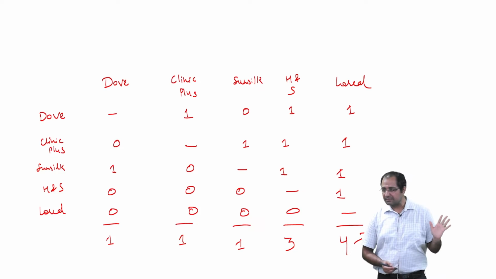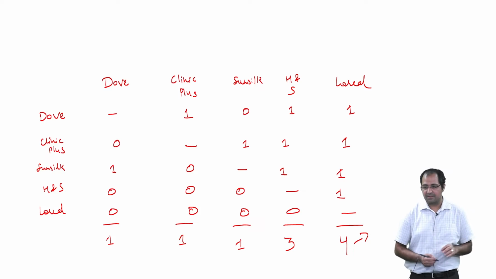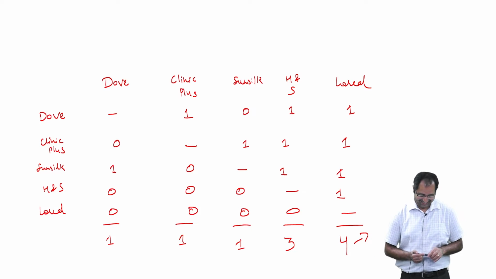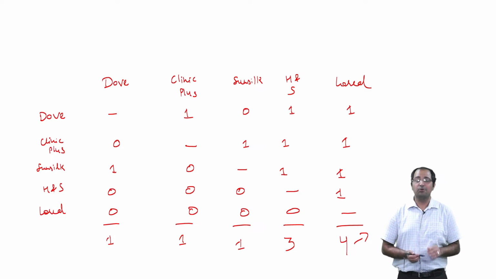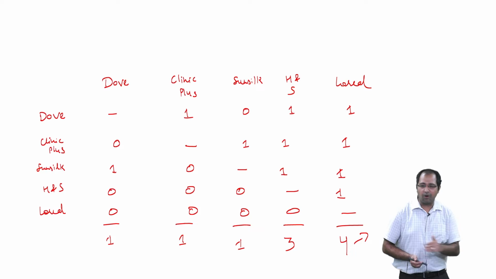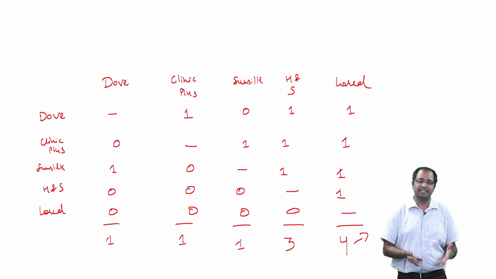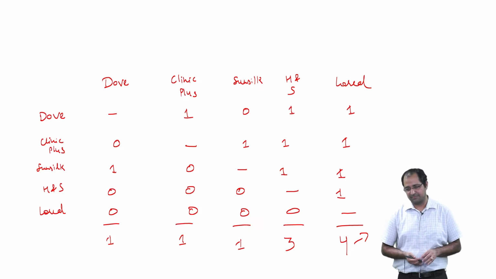rank for this person. So can we say Harsha is indifferent between Dove, Clinic Plus and Sunsilk? No, he has low preference for all these 3. Yes, he is indifferent. He has low preference. He would not use any of them.